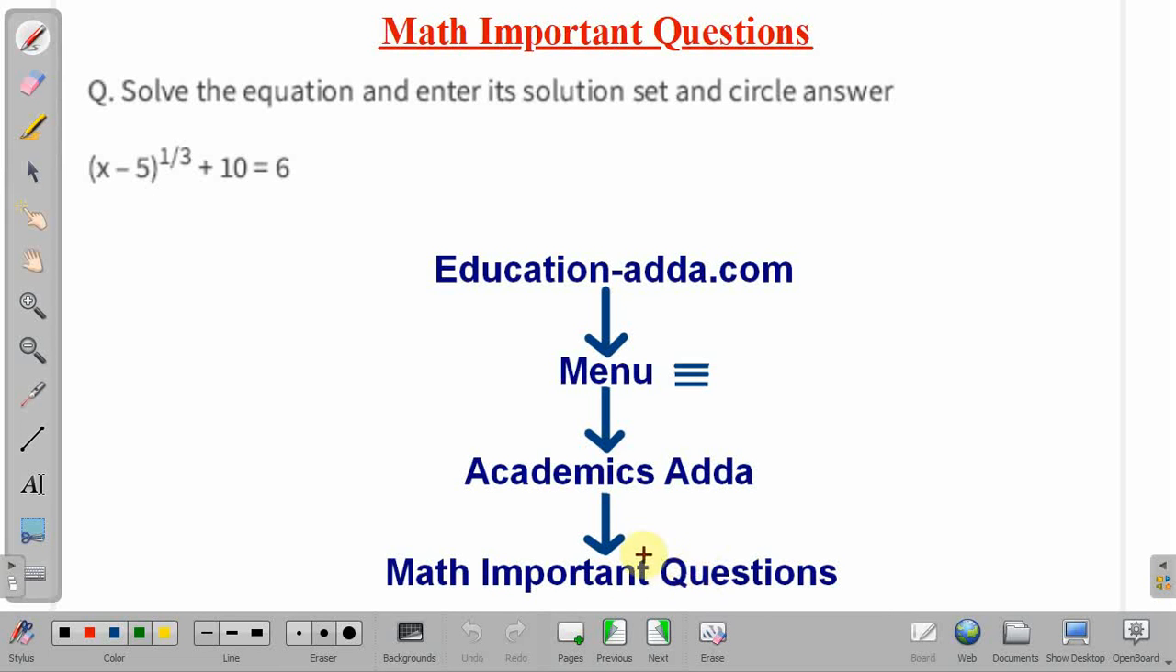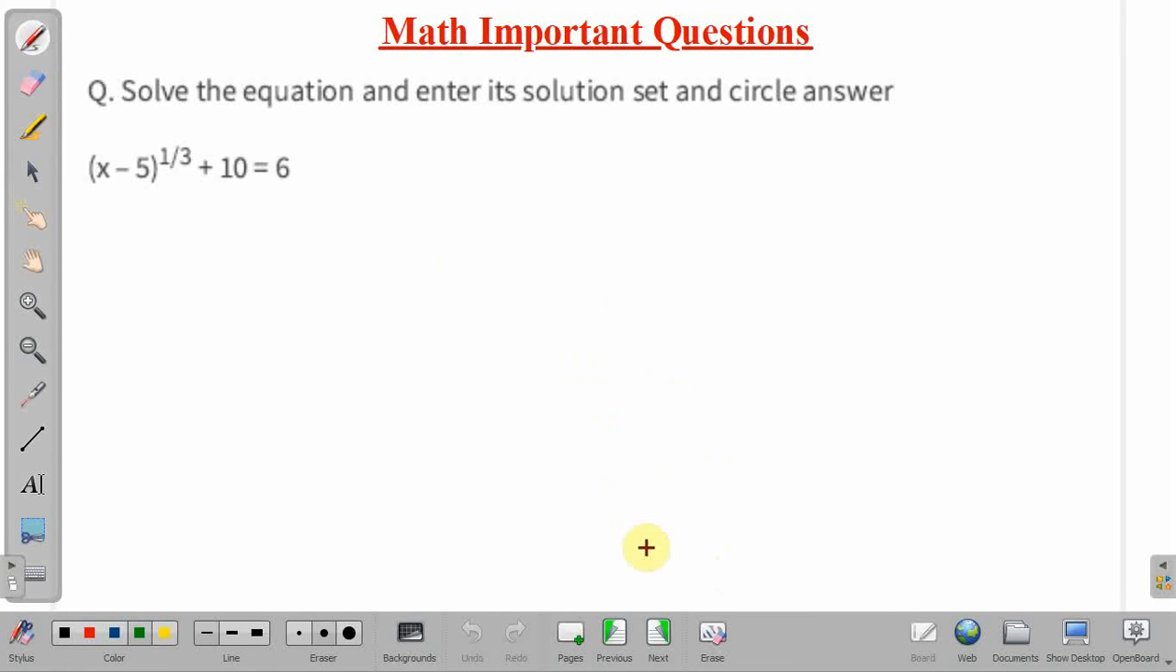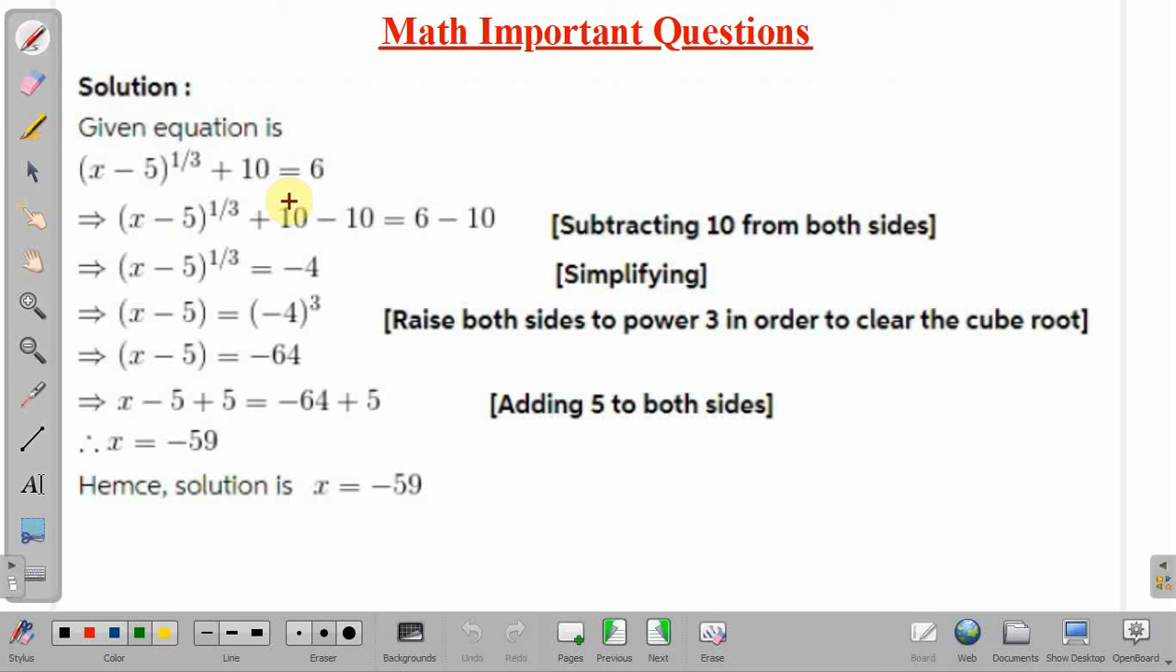Okay friends, coming back to the given problem, see what is given here. We have to solve the equation and enter its solution set. So this equation is given: (x - 5)^(1/3) + 10 = 6. So how can we solve this equation? See, we need to find the value of x. So first we need to simplify this.